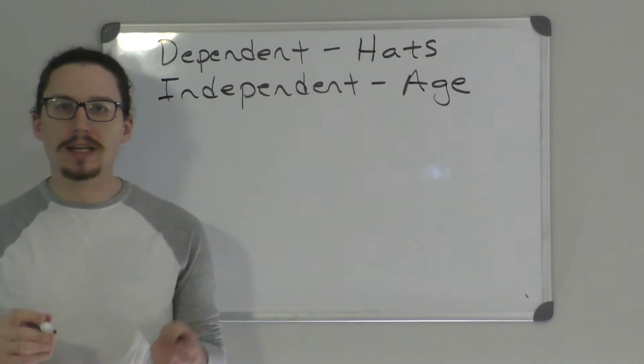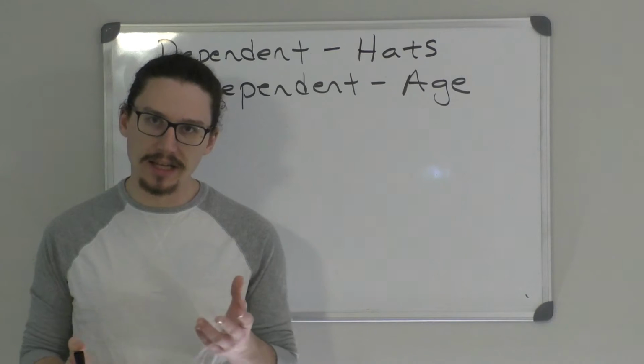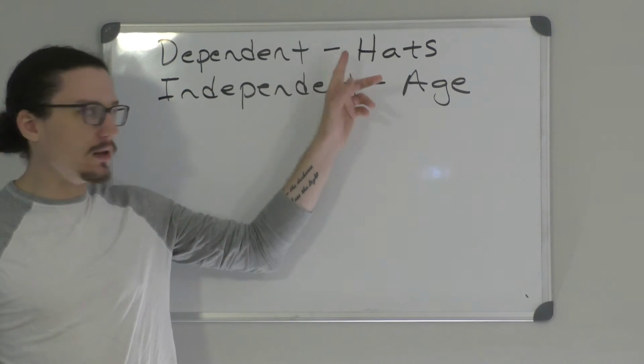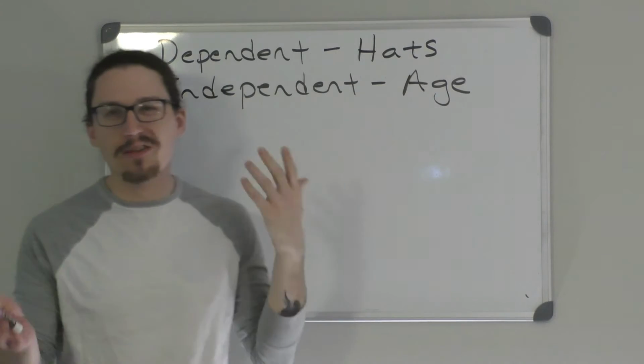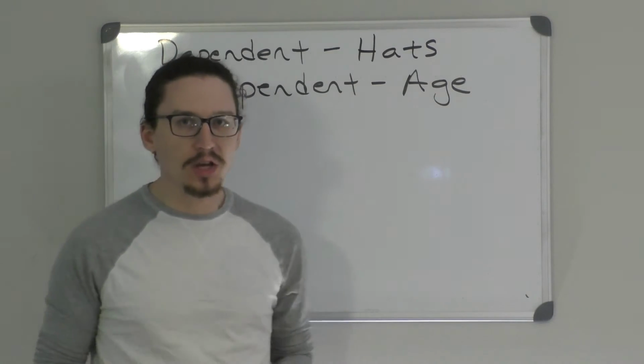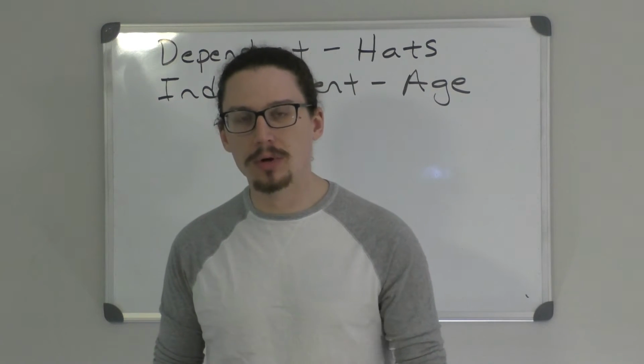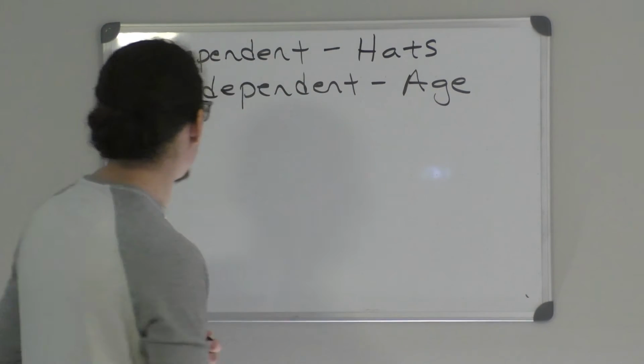Right, and the independent variable is age, right? So the number of hats is dependent on how old you are. That's kind of what we're setting up. So once we know which one is going to be our independent variable and which one is going to be our dependent variable, we can go ahead and write this model up.